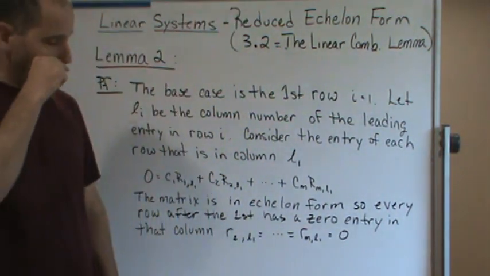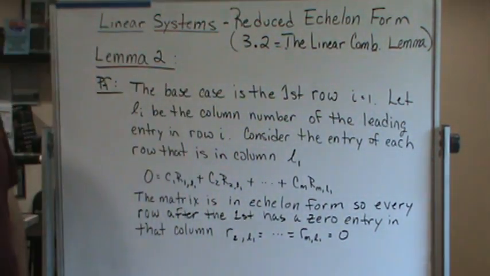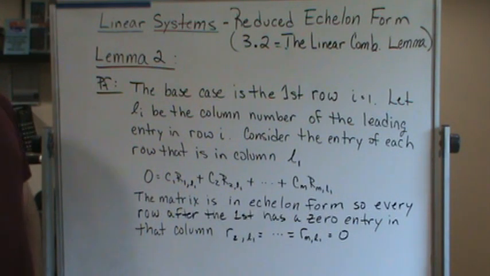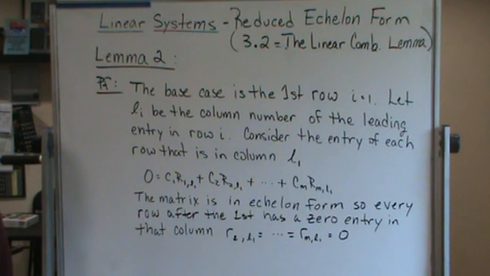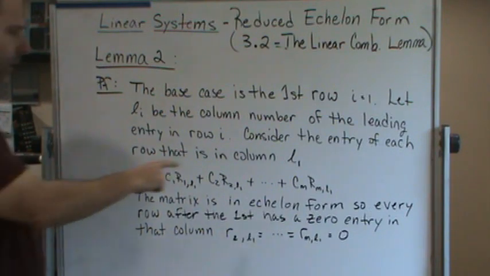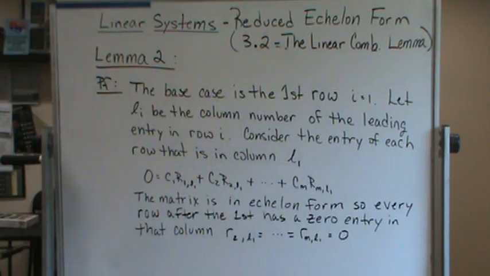Okay, so welcome back, and here's the next part. We're going to do the base step, or the base case, and we're going to start with the first row, i equals 1. We let L sub i be the column number of the leading entry in row i. So we're going to consider the entry of each row that is in column L sub 1. Since we're talking about i equals 1, we start with the first column.